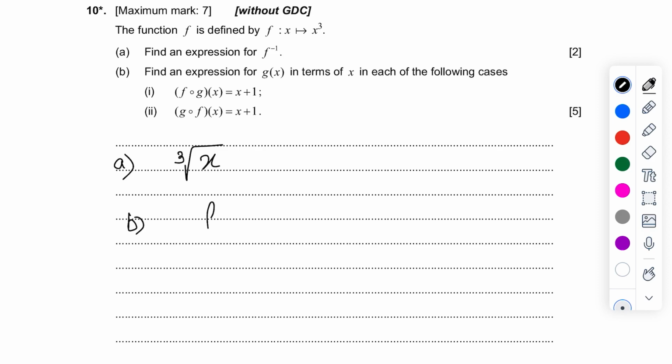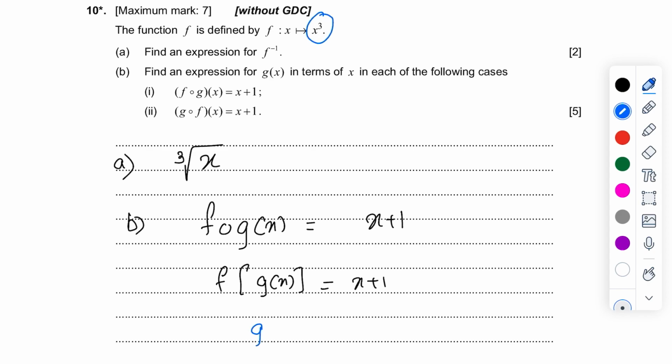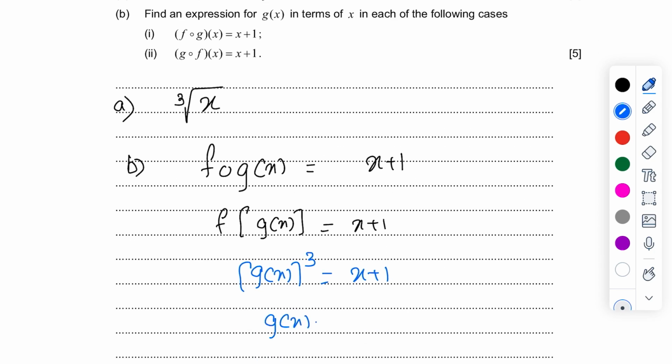So f circle g of x equals x plus 1. So I should be finding out what that function is. f of g of x equals x plus 1. But what is the meaning of f of x? f of x means x cube. So g of x whole cube equals x plus 1. So what will g of x become? g of x equals cube root of x plus 1. That's going to be the answer for g of x.